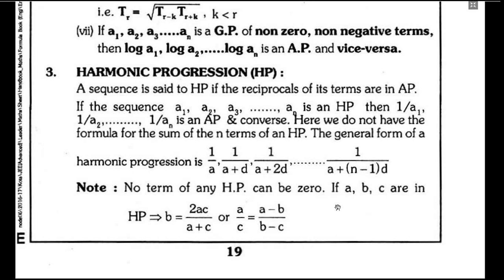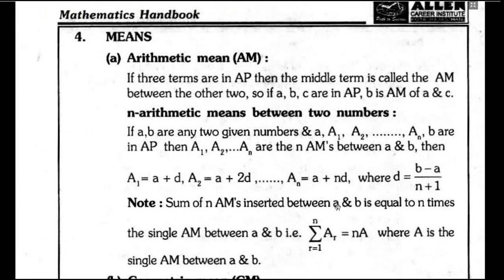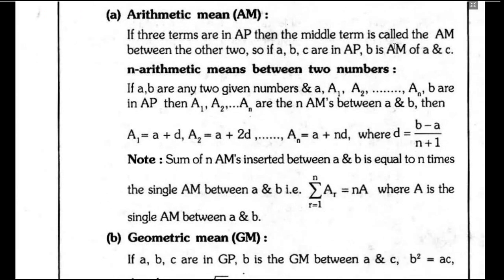If we are taking the reciprocal, the mean is called the harmonic mean. Now arithmetic mean: if 3 terms are in AP, then the middle term is called the arithmetic mean between the other two. So if A, B, C are in AP, B is called the arithmetic mean of A and C.